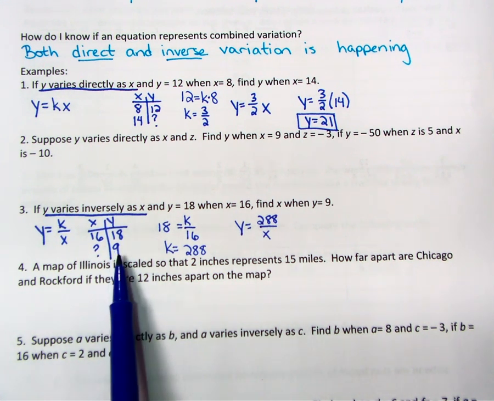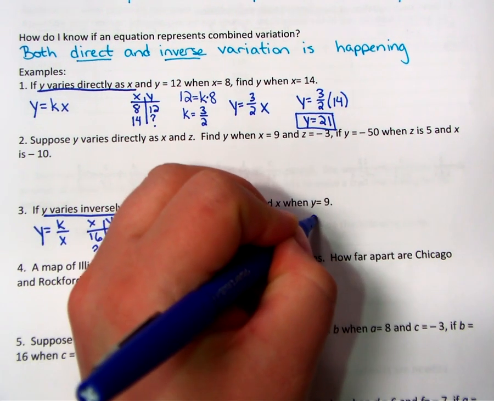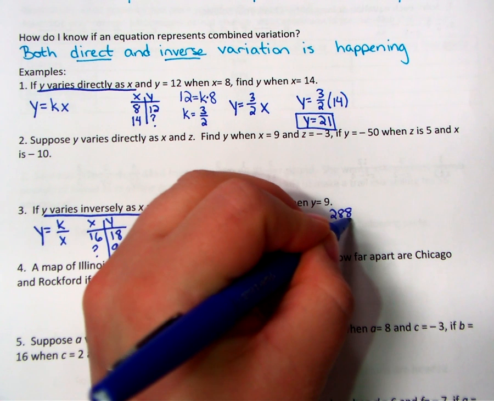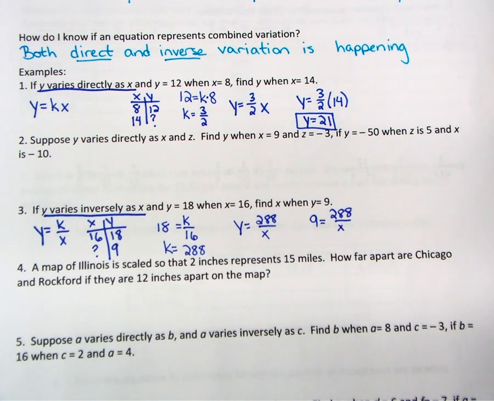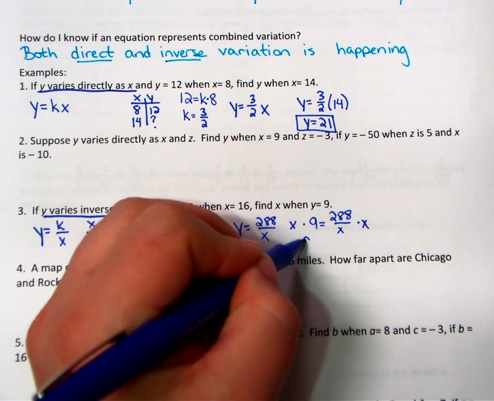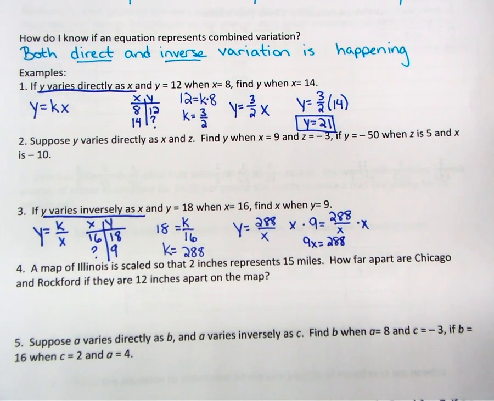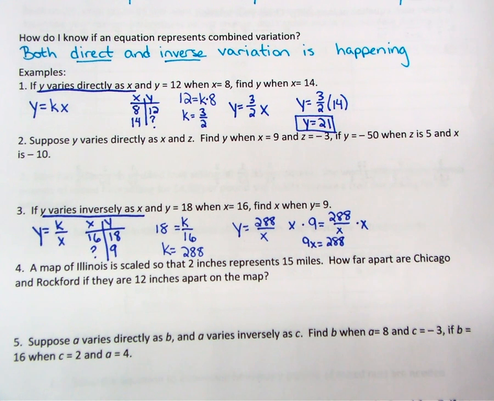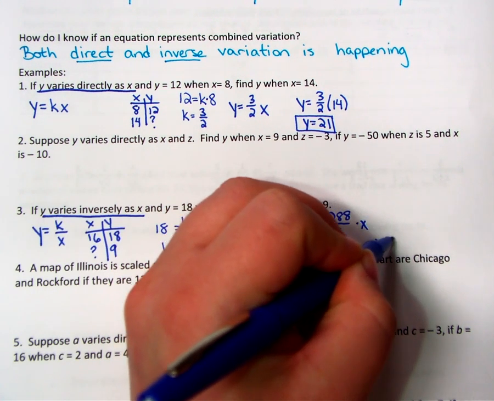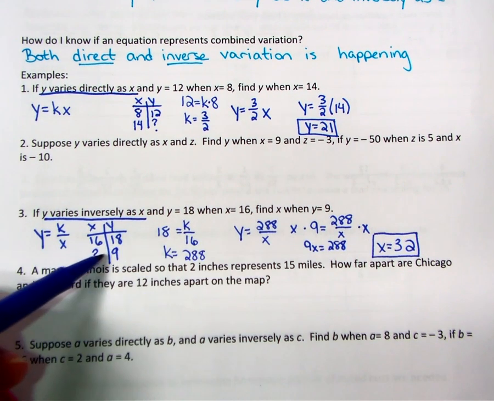So that means I can plug in what I know. I know y, so I can plug it in for y. So 9 equals 288 over x. To solve this, we're going to multiply both sides by x because I can't have x in the denominator. So I have 9x equals 288, and then divide by 9 on both sides. So 288 divided by 9 gives me that x is equal to 32. So when x is 32, y is 9.